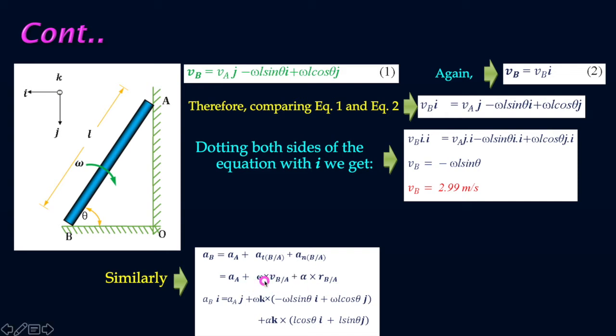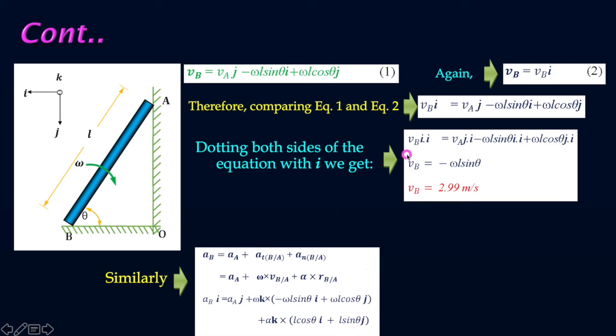Now substitute these values. A equals AG in the j direction acceleration. The omega direction is perpendicular to the plane of rotation, so omega k. The VBA value is replaced from here. Alpha is also in the k direction, so alpha k into the radius vector L cos theta i plus L sin theta j.